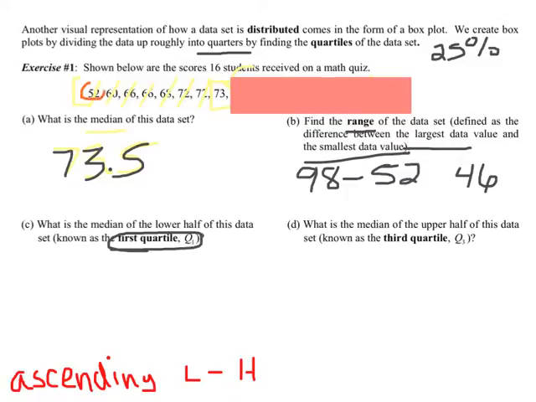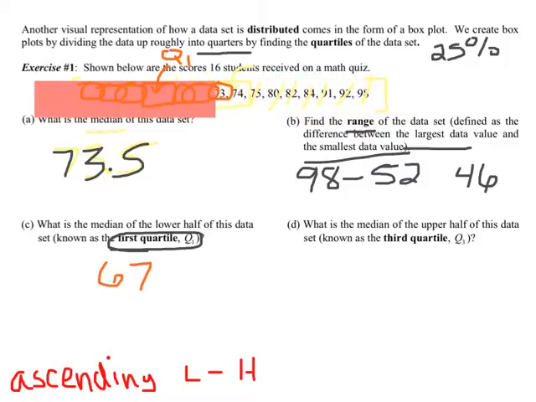I have 52, 73, 60, 72, 66, 72. I'm left with 66 and 68. My Q1 sits right in between 66 and 68. What number is that? 67. So Q1 is 67.